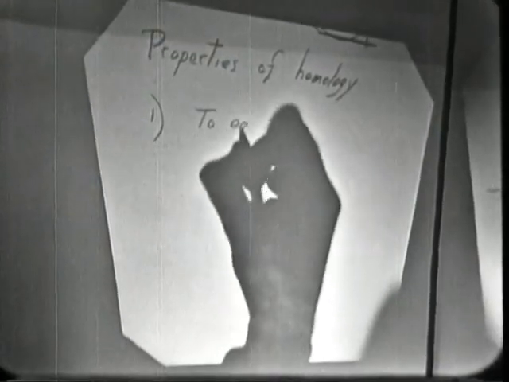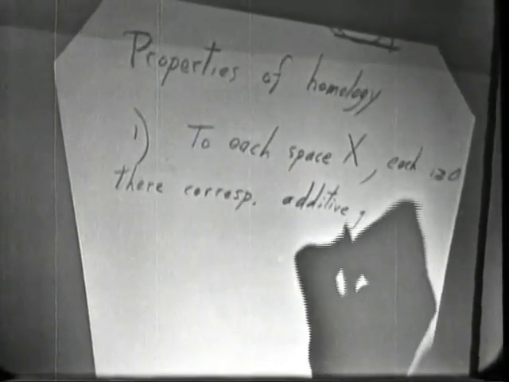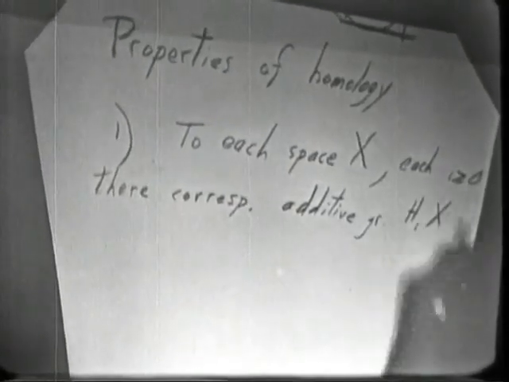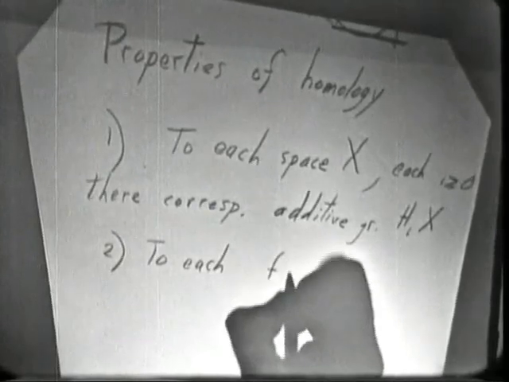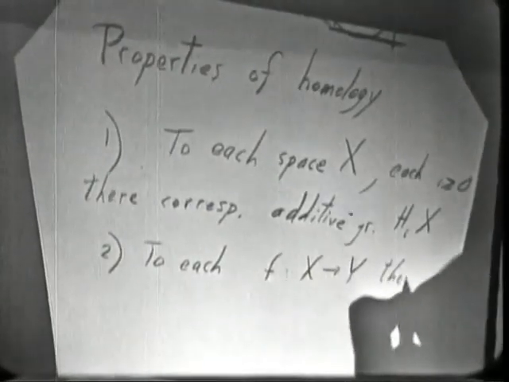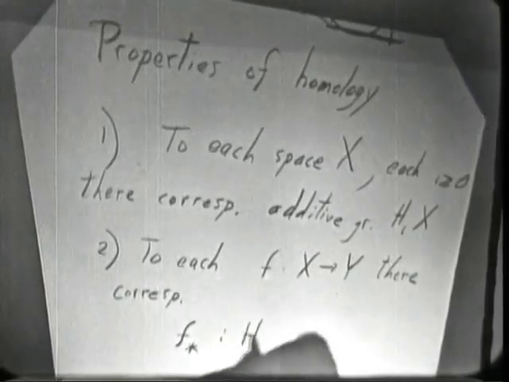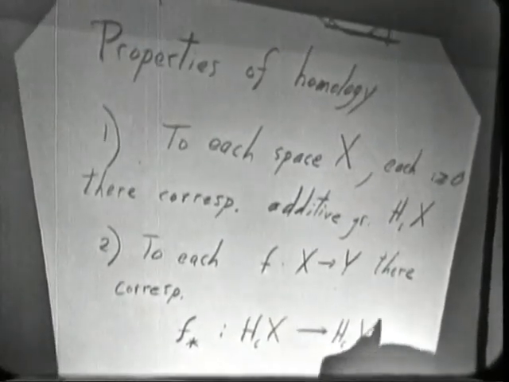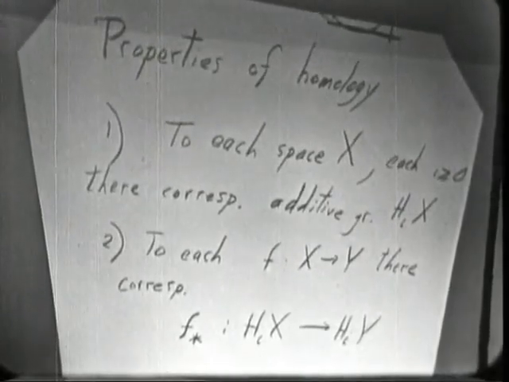First property is that to each space X, each integer i greater than or equal to 0, there corresponds an additive group called H_i of X. And the second property is that to each mapping f, mapping X into Y, there corresponds f star mapping H_i of X to H_i of Y. This is a continuous mapping between spaces, and one gets a homomorphism between additive groups.